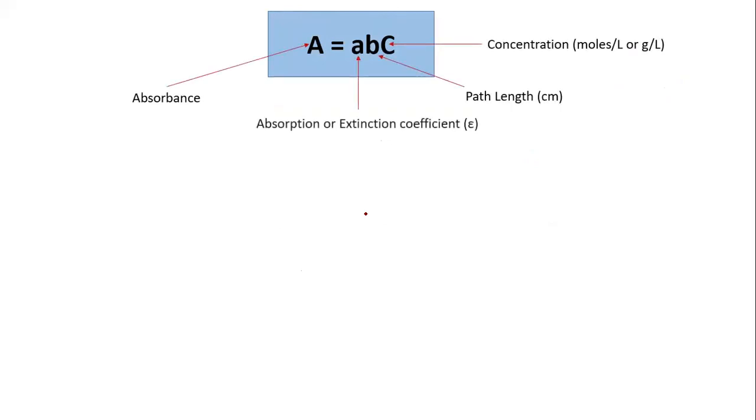Now, why this is an important question to be addressed is because we need to find out the units of absorption or extinction coefficient. So we need to know the units of the other quantities, right? Because we don't know the units of absorption or extinction coefficient. We know the units for path length, we know the units for concentration. Now we know that absorbance doesn't have any unit. So can you devise the units for absorption or extinction coefficient?